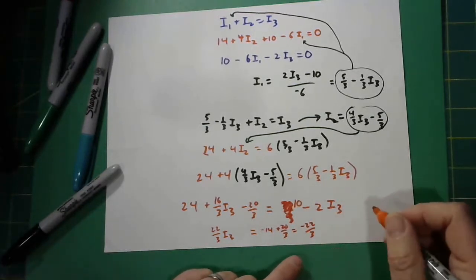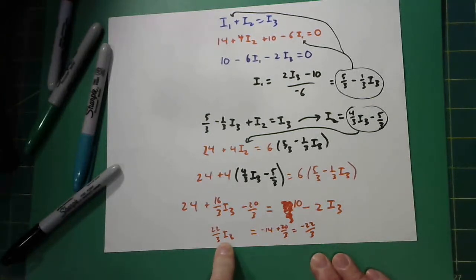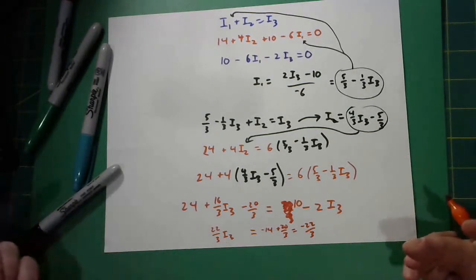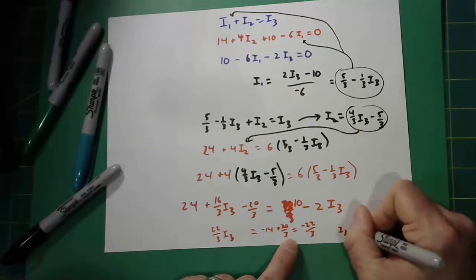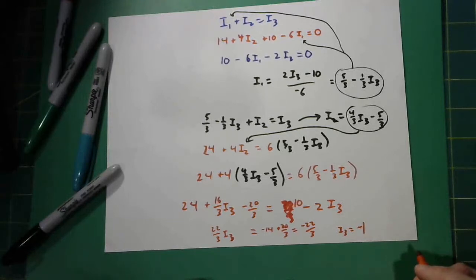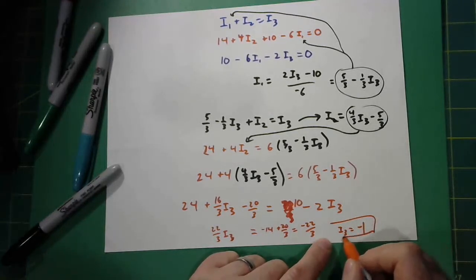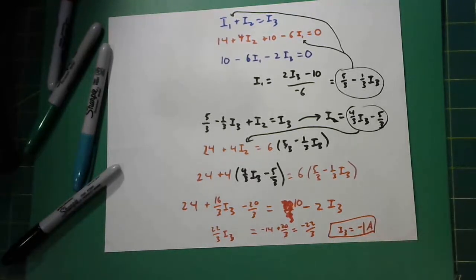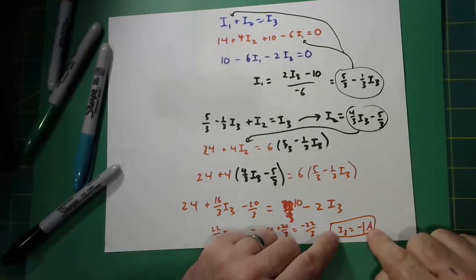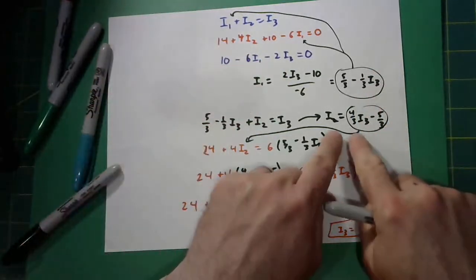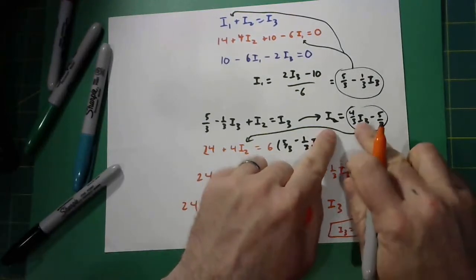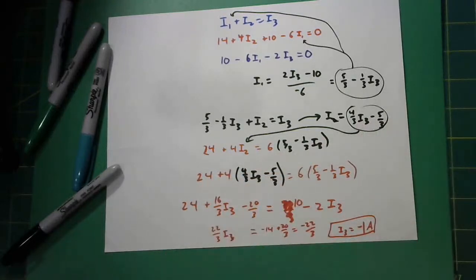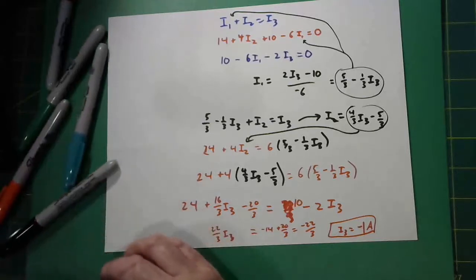So what I have now is 22/3 I3 equals negative 22/3. Holy cow, you know what I3 is? I3 is negative 1. So it's negative 1 amp. Now I know what I3 is. I can go back to my other equation. See this one? Here's an equation for I2 with just one variable, I3, in it. So I just put that negative 1 in there, and I'm going to be able to get the answer right away.